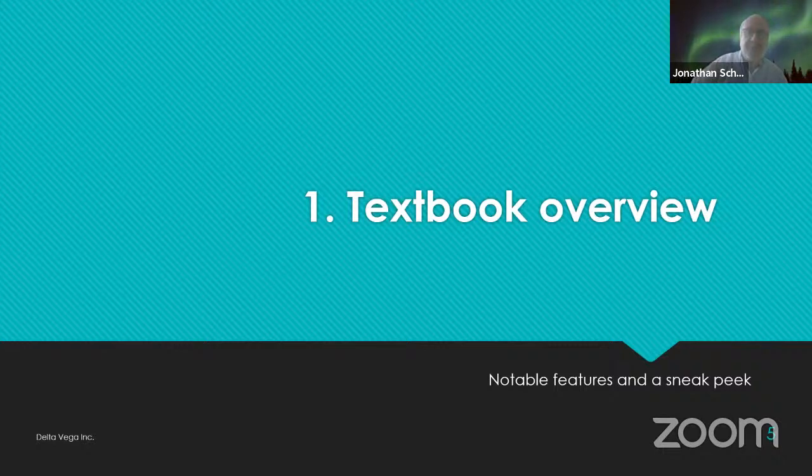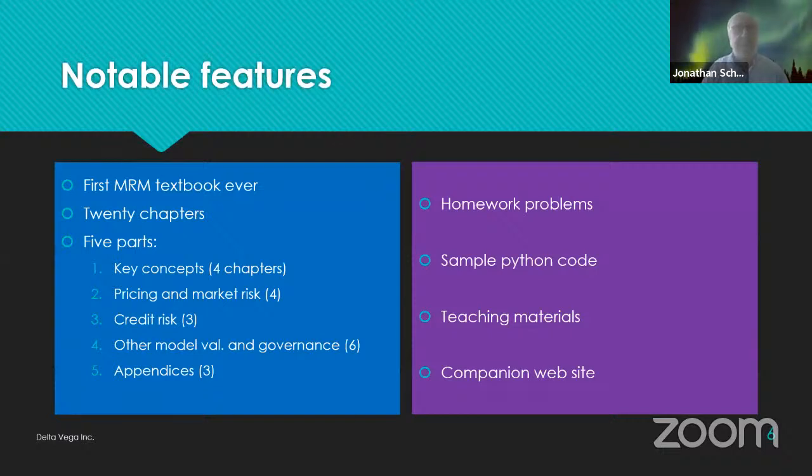So this first section contains the notable features of the book and a sneak peek of what a printed copy will look like. This is the first MRM textbook ever. That is, there are books on MRM, but they are not particularly for either self-study or for classroom instruction. They don't have homework problems. They don't have Python code in such a way that you could learn all the concepts.